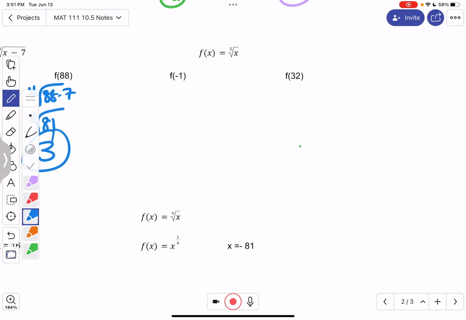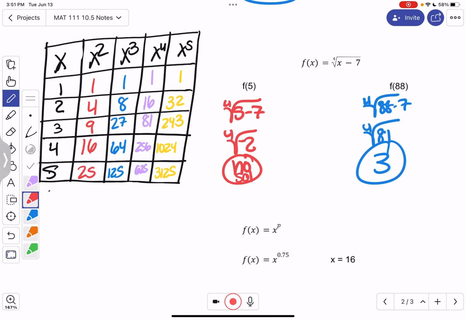All right. Fifth root of -1. It's odd, so we can do it. And all the roots of 1 are 1. So it's still -1. And then the fifth root of 32. We go to our table. We have a fifth root, 32. So that is also 2.